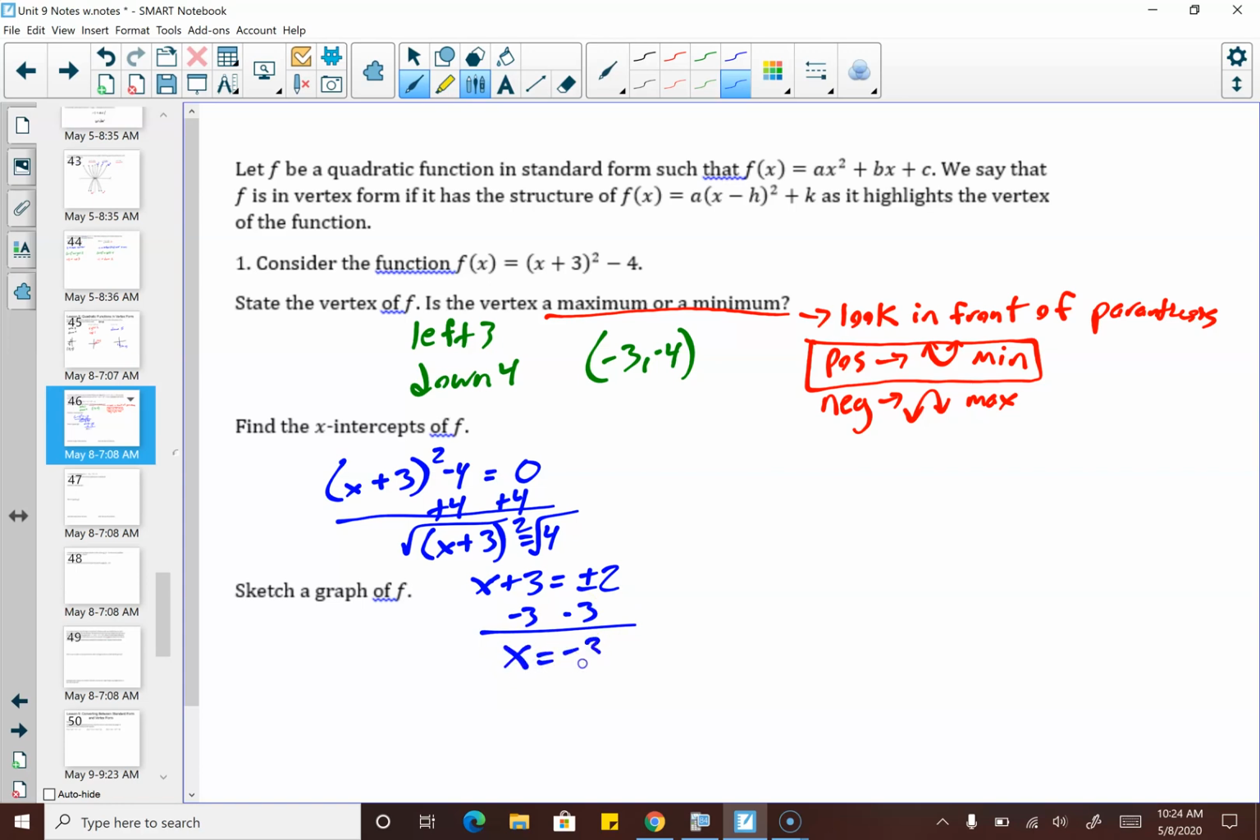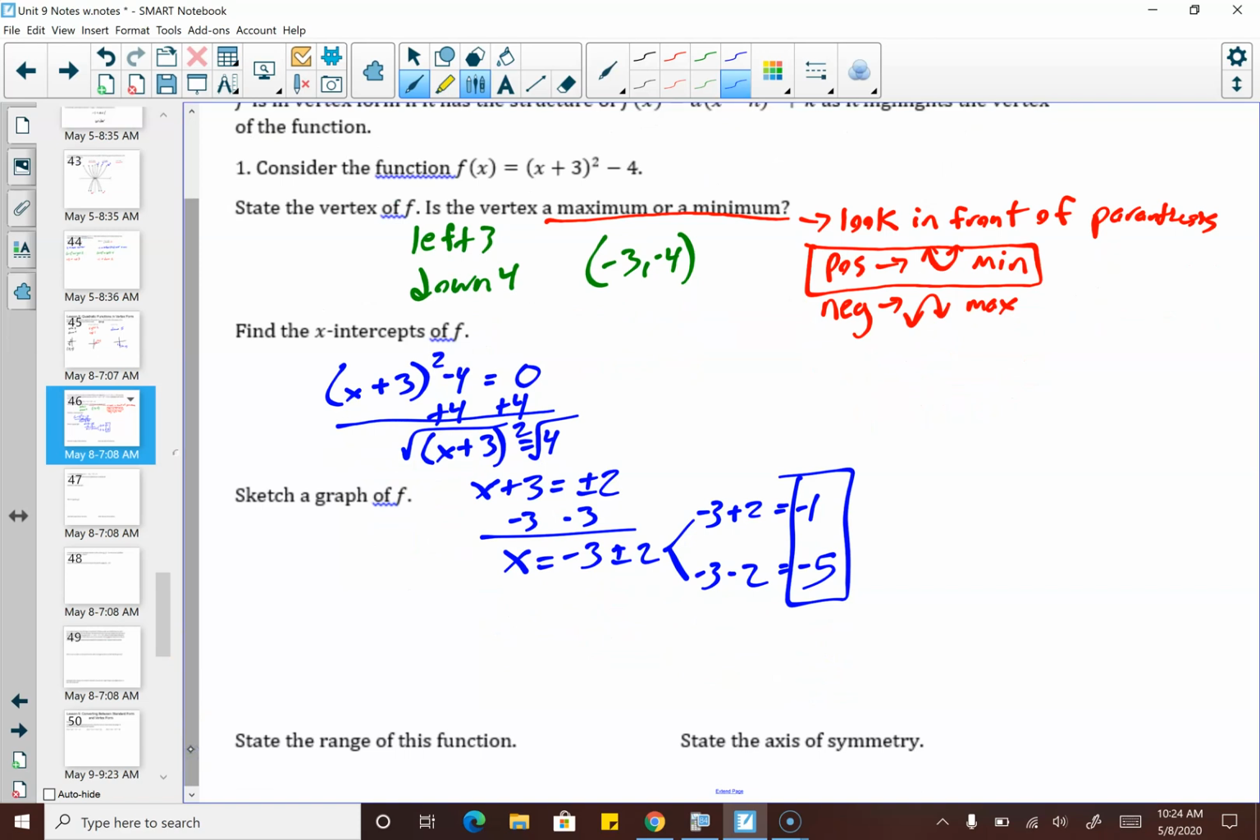We take the number we moved over, so in this case, negative 3, plus or minus 2. So now we're going to split this here. We're going to do negative 3 plus 2, and negative 3 minus 2. So negative 3 plus 2 is negative 1, and negative 3 minus 2 is negative 5, and those right there are our two x-intercepts. Okay, so again, to find our x-intercepts, we're going to take our equation and set it equal to 0.